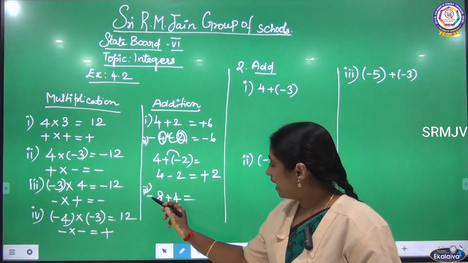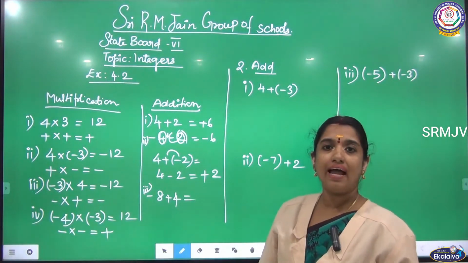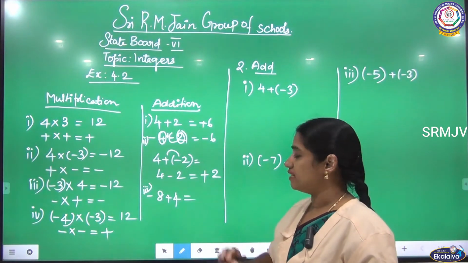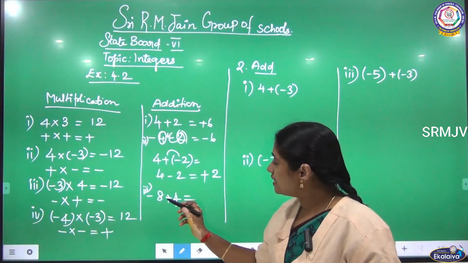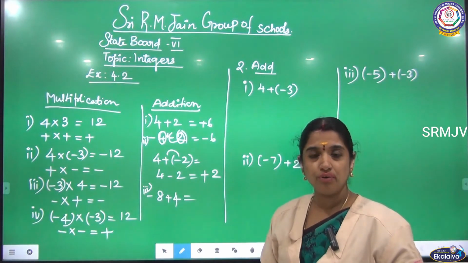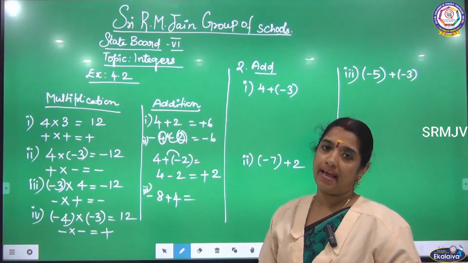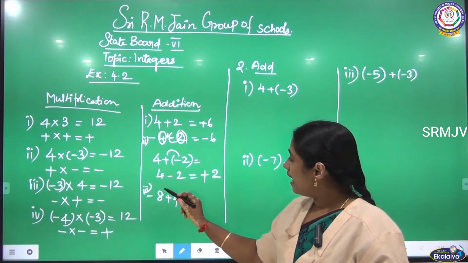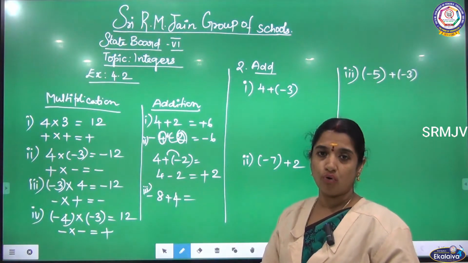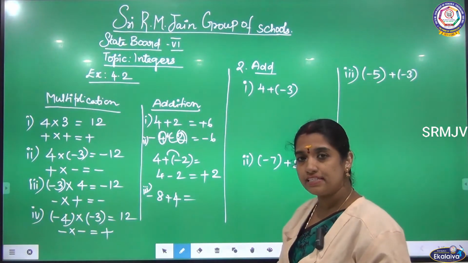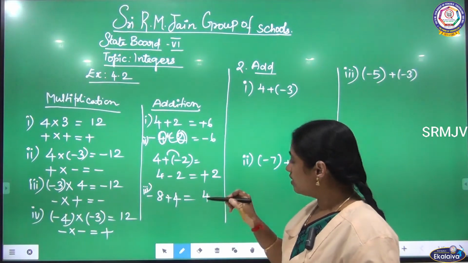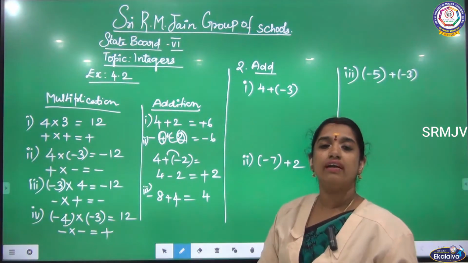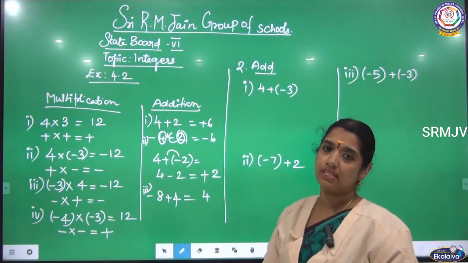Negative integer I am adding with positive integer. So minus plus. What I have to do? I am going to subtract. See, listen, 8 minus 4. What is 8 minus 4? 4. I said that if it is alternate sign, you are going to subtract.